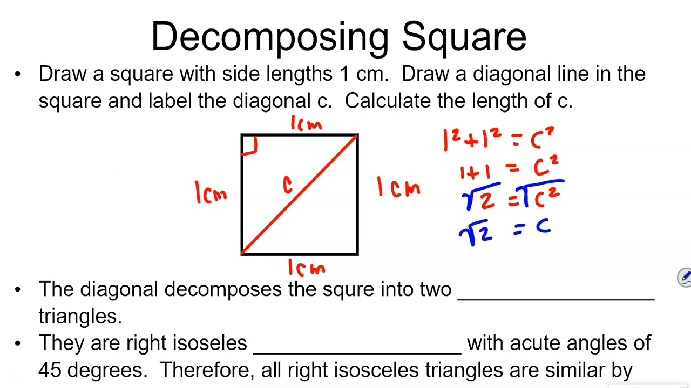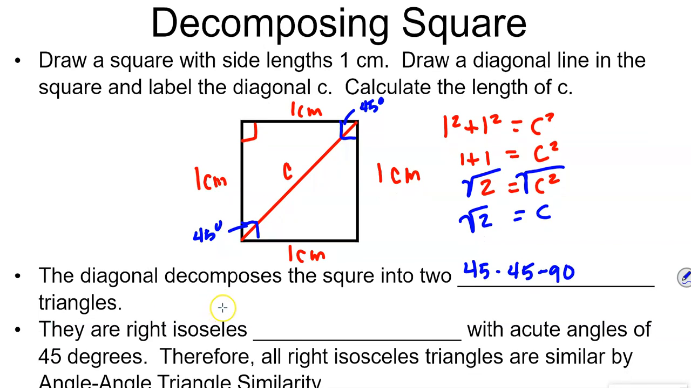The diagonal decomposes a square into two 45, 45, 90 triangles. How do we know that? Because this angle right here was 90, and this angle here was 90. So if we divide each of those by 2, then each of these angles is going to be 45 and 45, right? So this is going to be two 45, 45, 90 triangles, okay?